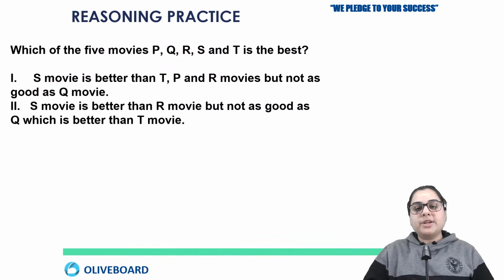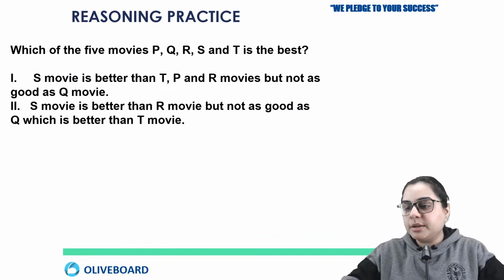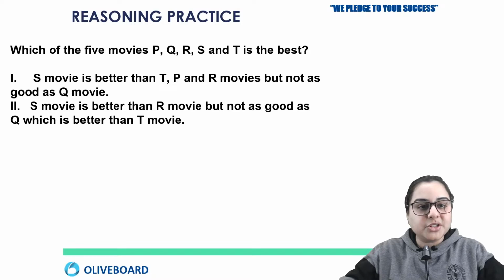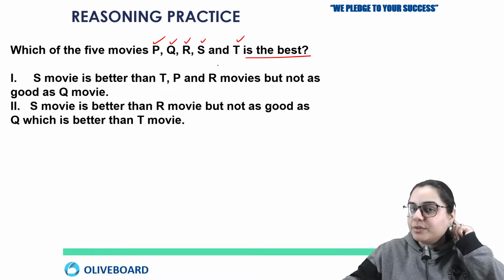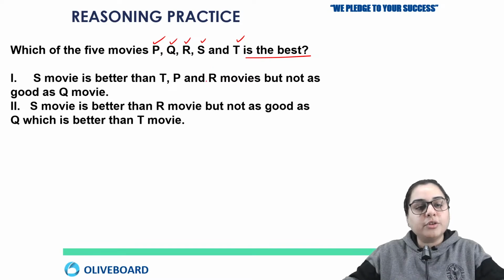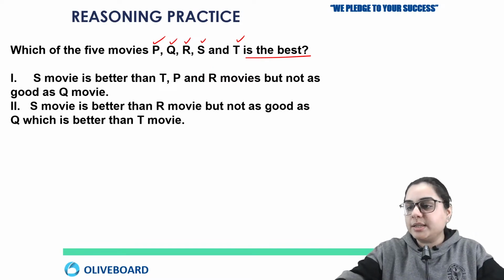Okay, so now the next question is from a puzzle. But again, this is a question of data sufficiency: which of the 5 movies, named P, Q, R, S and T, is the best? So these are the 5 movies. You have to tell which is the best. Information is given to you in 1 and 2. Now tell me the answer for this.